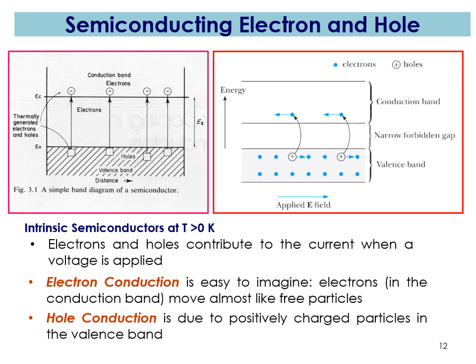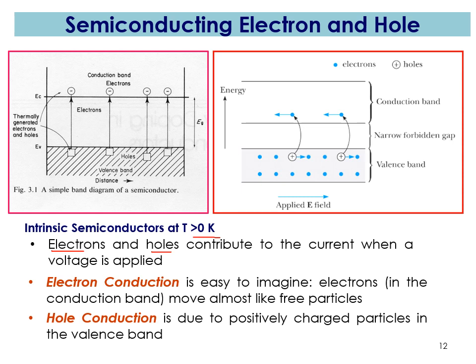Semiconducting electron and hole. For intrinsic semiconductors at temperature above 0 Kelvin, or absolute zero, the electrons and holes contribute to the current when a voltage is applied. For intrinsic semiconductors, both electrons and holes will contribute to the current when a voltage is applied. Electron conduction is easy to imagine. Electrons in the conduction band move almost like free particles.